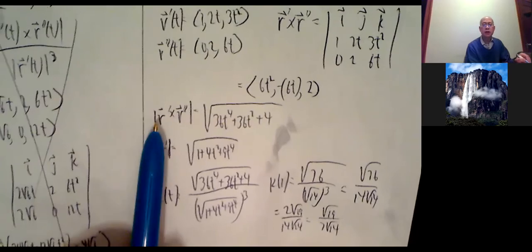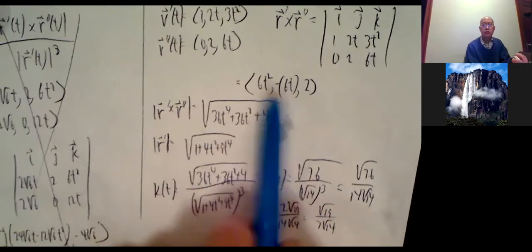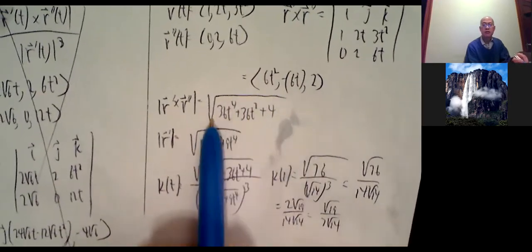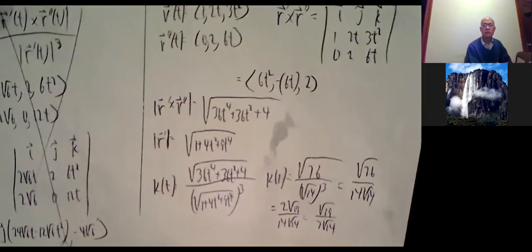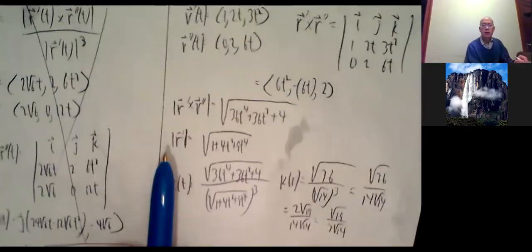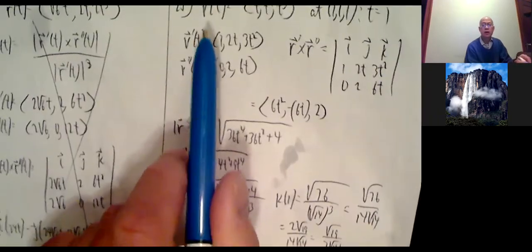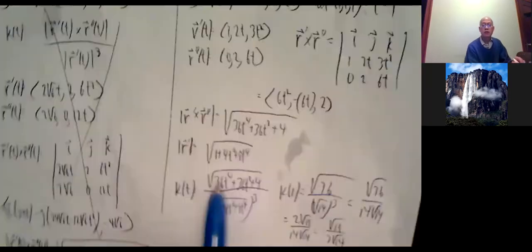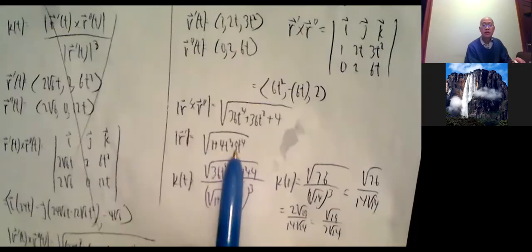What is the magnitude of the cross product? The magnitude of R prime cross R double prime is the square root of this thing squared plus this thing squared plus this thing squared. So that's radical 36t to the fourth plus 36t squared plus 4. Then I need the magnitude of R prime, which is the square root of 1 squared, 1, plus 2t squared, 4t squared, plus 3t squared squared, 9t to the fourth.